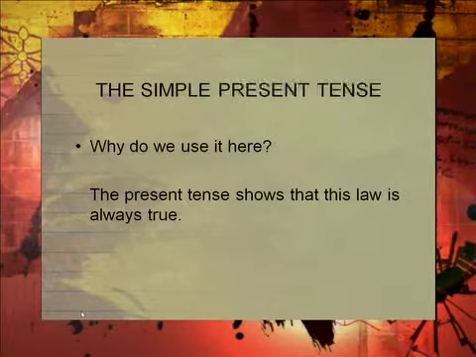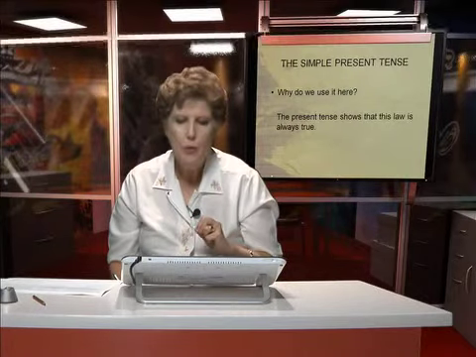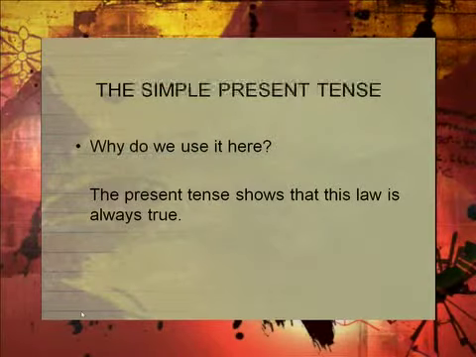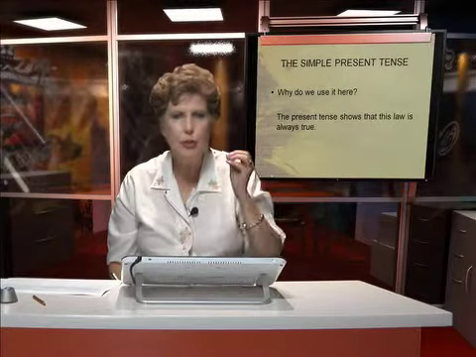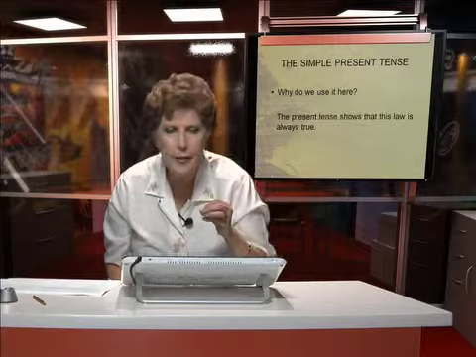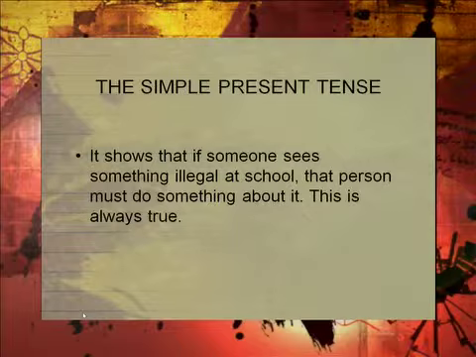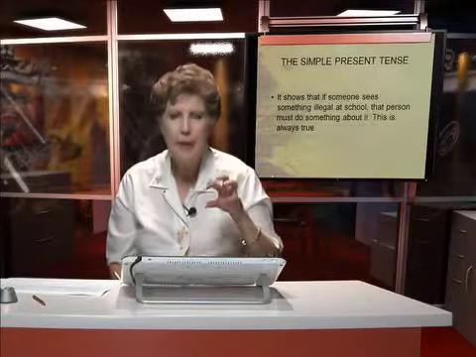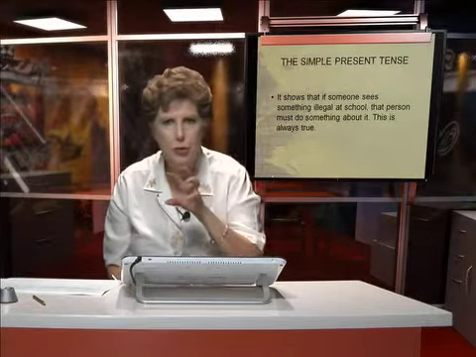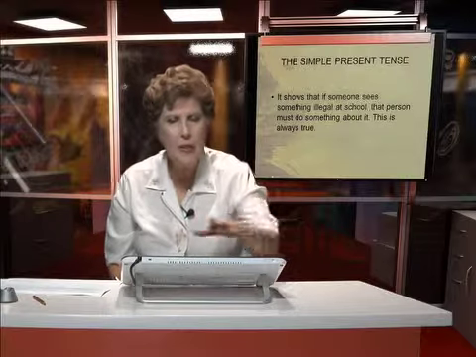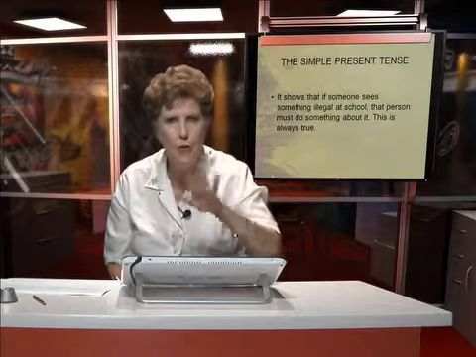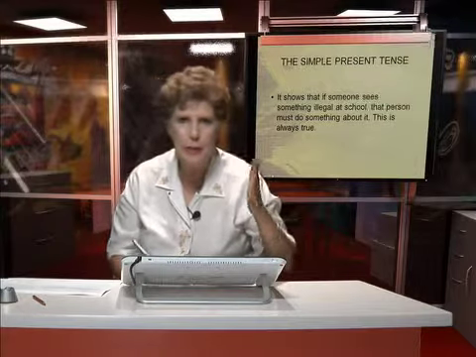Now, why do we use it here? Notice that when we talk about what is allowed, we are showing that this law is always true. So one use of the simple present tense is to show that something is always true. What about the verb sees? It shows that if someone sees something illegal at school, that person must do something about it. That again is always true. If you ever see this, this is what you must do. It is always true, and we're using the simple present tense.